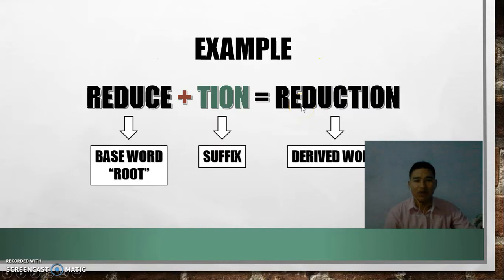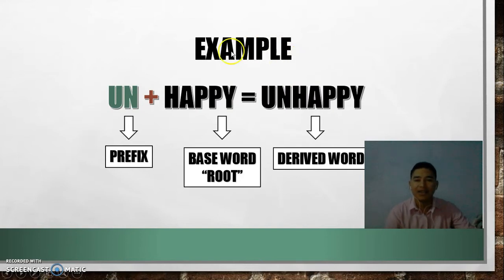So let's take a look at an example of what it is like to derive a word. We've got the base word or root reduce, plus we've got this suffix which is -tion, and the new derived word is reduction. So as you can see, clearly we have to combine or join two words, in this case a root plus a suffix or a prefix, in order to get the new derived word. Here in this other example, we can see the base word or the root, in this case happy. We've got the prefix un, and we form the new derived word unhappy.